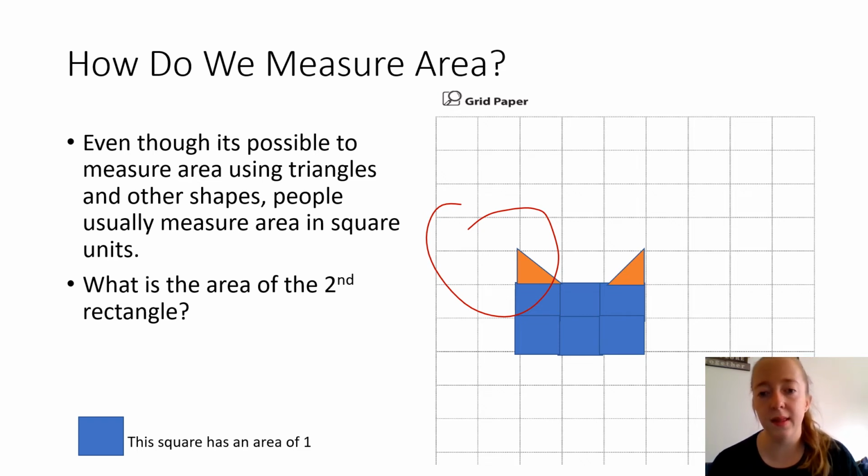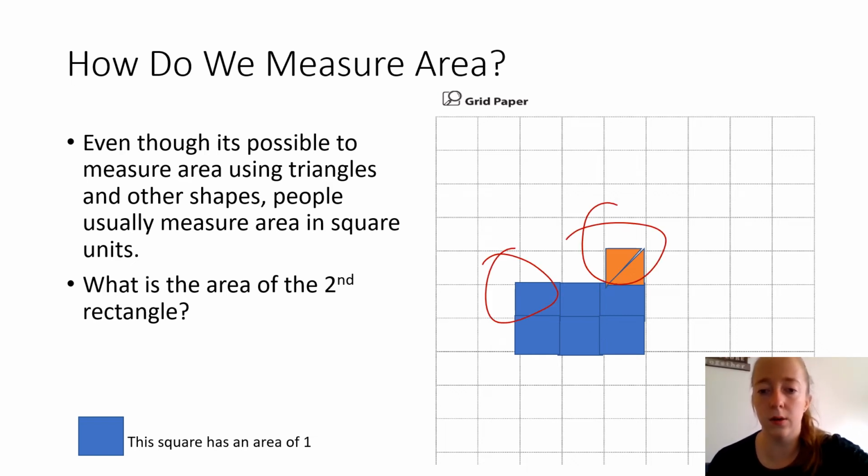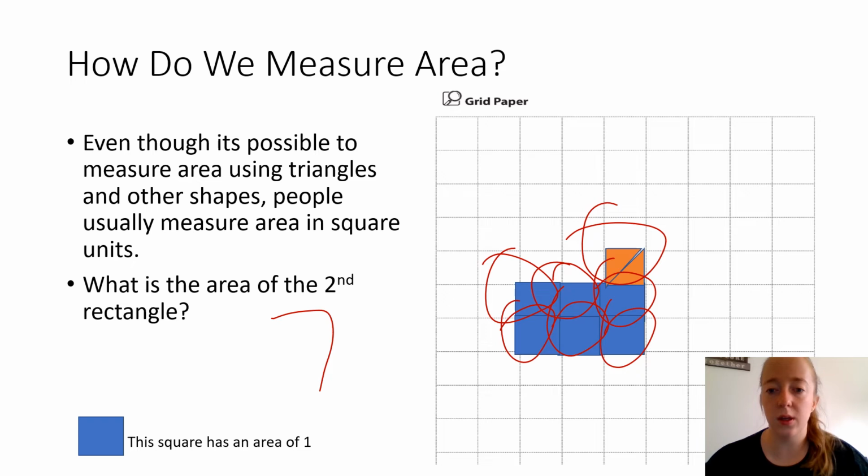Well, you might be thinking in your head, well, Miss McCarrel, I think if we put the 2 triangles together, it would make 1 square unit. Okay, so let's try. Boom! It makes 1 square unit. So what is the area of this shape? Let's count. 1, 2, 3, 4, 5, 6, 7. The area of this shape is 7 square units.